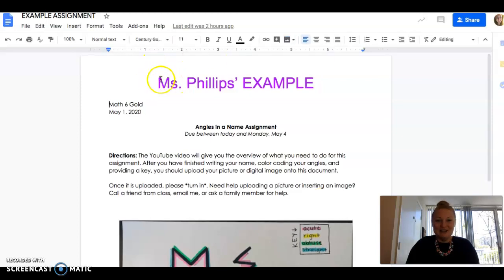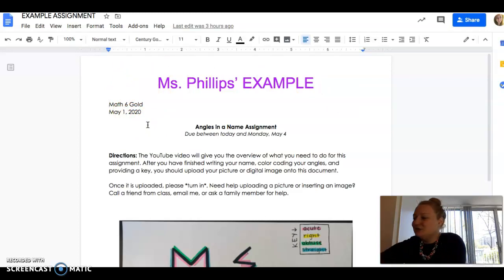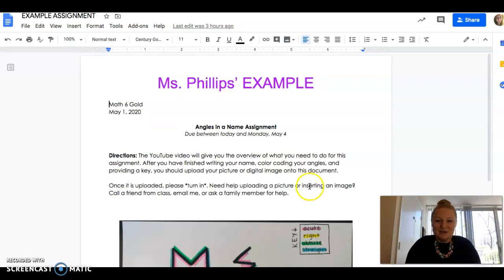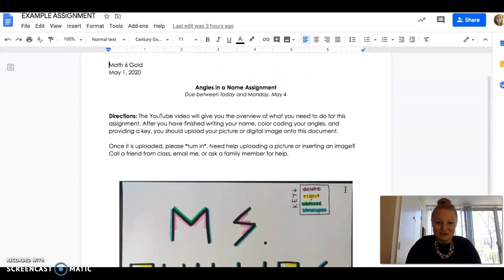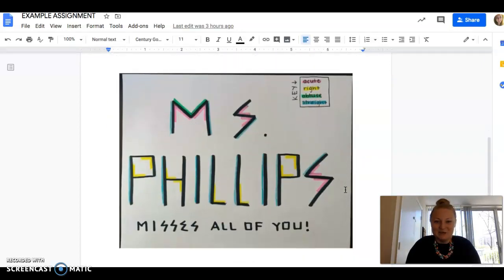All right, notice at the top it says Miss Phillips's example. So you will be doing something very similar to this. I chose to do mine on paper and pencil, and then I took a picture of it, and I'll talk more about that in a moment. So what you're going to do first is decide whether you're going to use your first name, your last name, or both. So I did the name that you guys call me, Miss Phillips, so I have my last name, and then I added just "I miss you" at the bottom because I do.